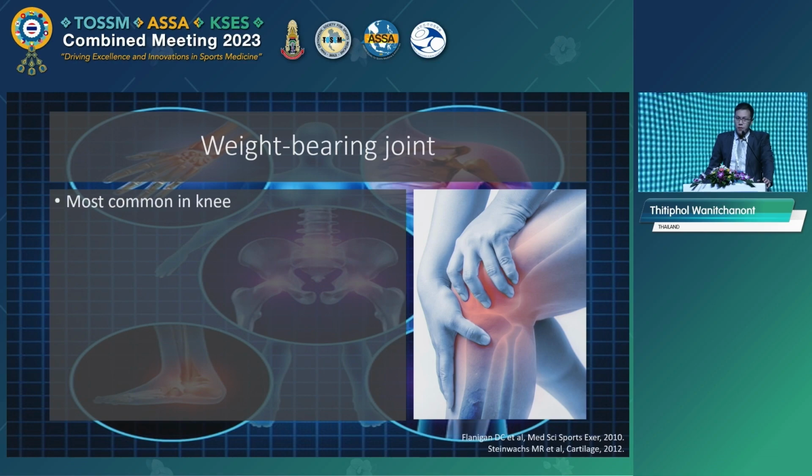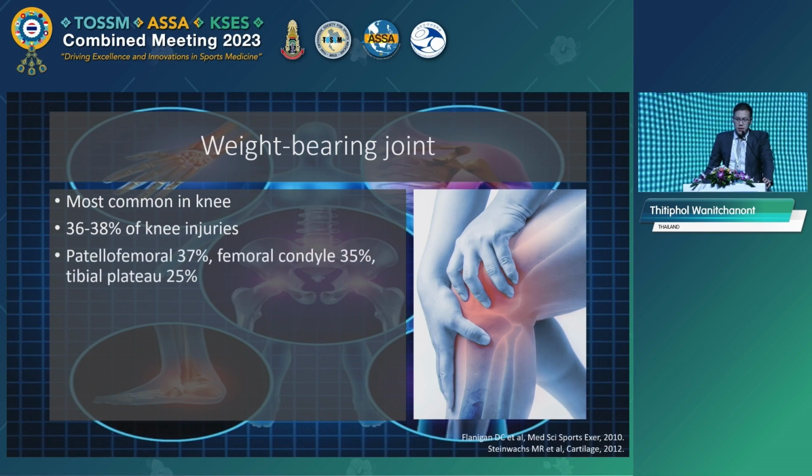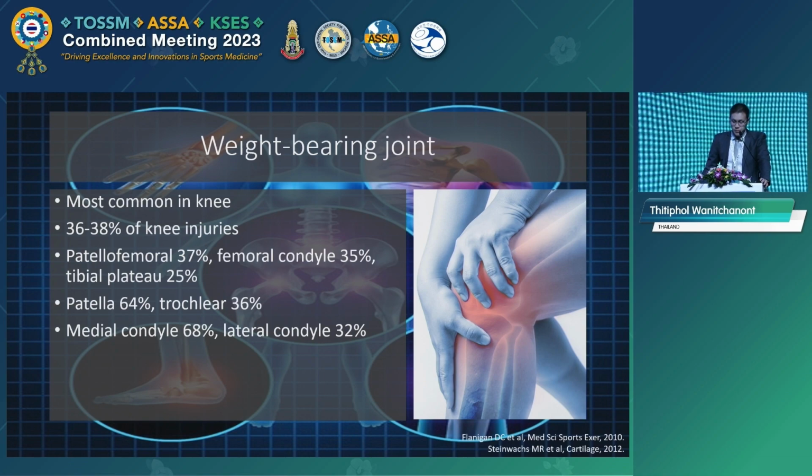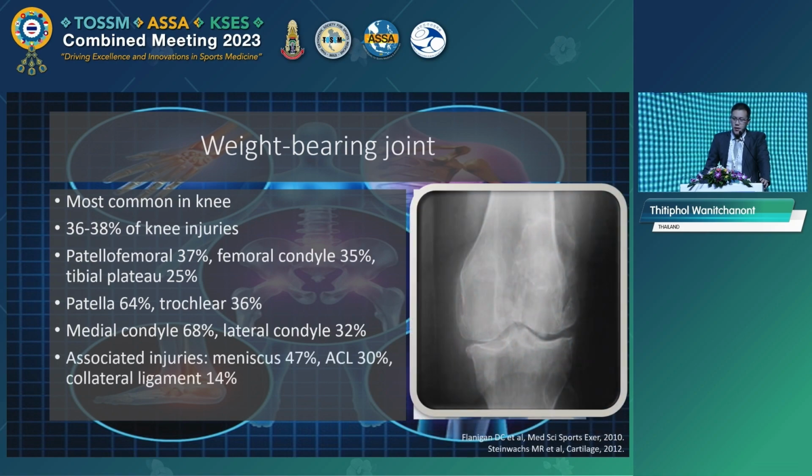The most commonly involved joint is the knee, and cartilage injury in athletes accounts for 36 to 38% of knee injuries. The most common site is the patellofemoral joint, accounting for 37%. For the PF, the patellar side is more common than the trochlear. For the femur, the medial femoral condyle is more common than the lateral femoral condyle. For associated injury, we found associated meniscus injury in nearly 50%.